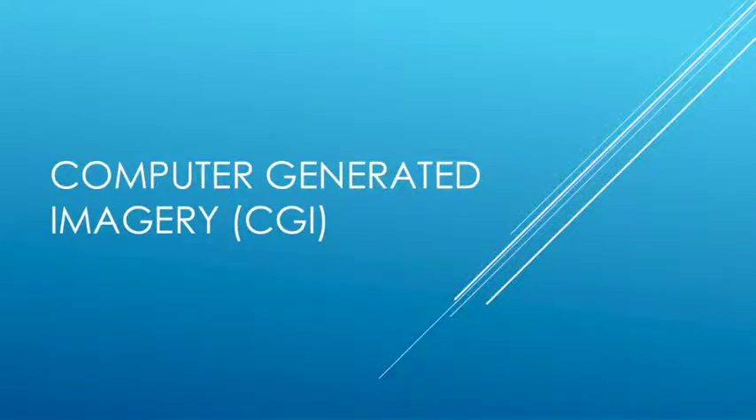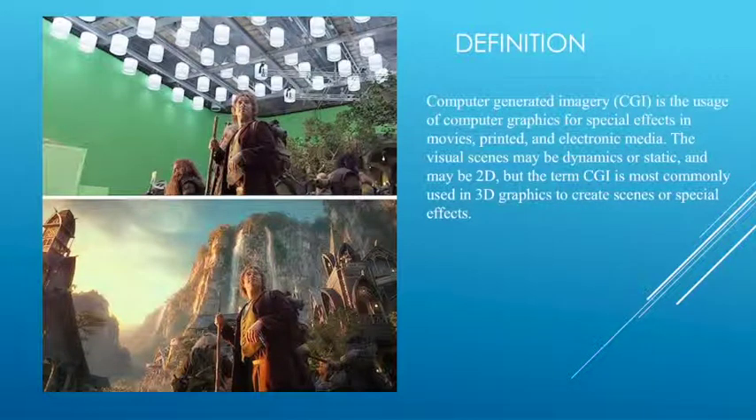Well, computer-generated imagery, or CGI, is a principal concept that has to be understood in order to work with the case and understand it. It has its origin in the early 80s when it was used to fully make a movie like Tron, and after that in the early 90s to produce animation movies. The definition is that it is the usage of computer graphics for special effects in movies, printed and electronic media.